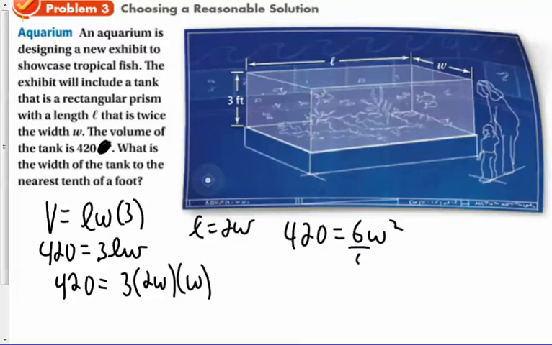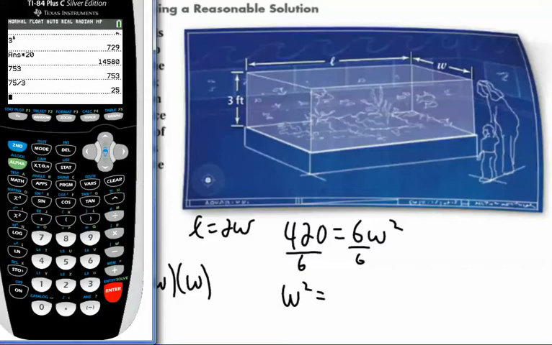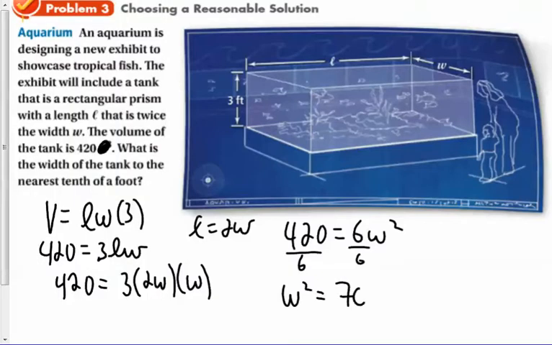Now I divide both sides by 6. So W squared is 420 divided by 6, which gives me 70. So W squared equals 70. Now I'm going to take the square root of both sides, but I don't need the plus and the minus because I'm only talking about a positive number, since we're talking about the width.